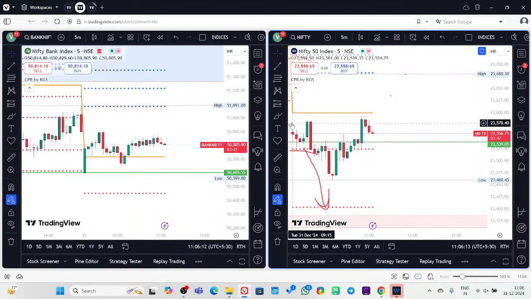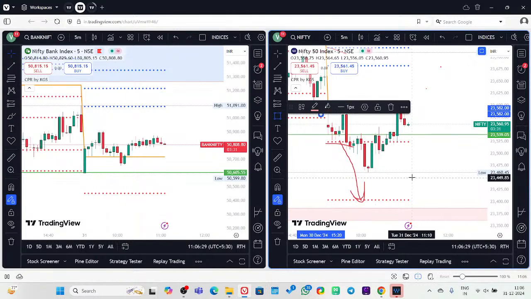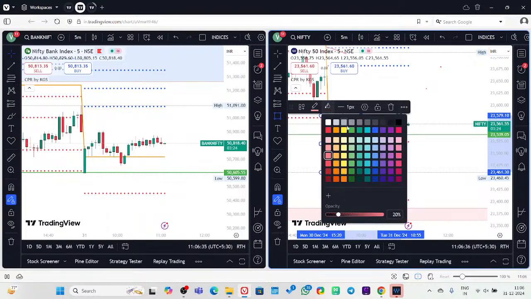This is the first 5-minute candle high. There is a red candle from there. Again, there is a red candle. So let's mark the initial balance high and low. Okay, I'll mark this with yellow.